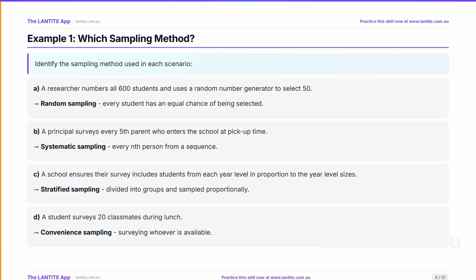Let's identify sampling methods. Scenario A uses a random number generator, that is random sampling. Scenario B surveys every 5th parent, that is systematic. Scenario C samples proportionally from each year level, that is stratified. Scenario D surveys classmates at lunch, that is convenient sampling, and it is likely biased because it only captures one friendship group, or 1 year level. On the LANTITE, you will be given a scenario and asked to name the method or explain its strengths and weaknesses.